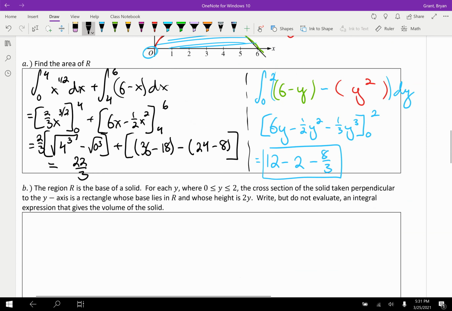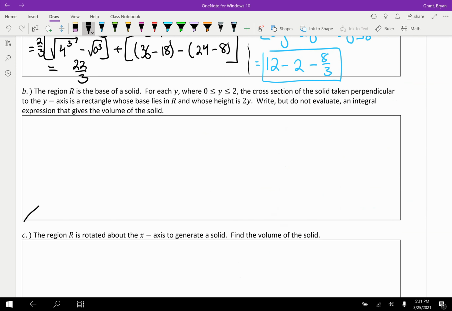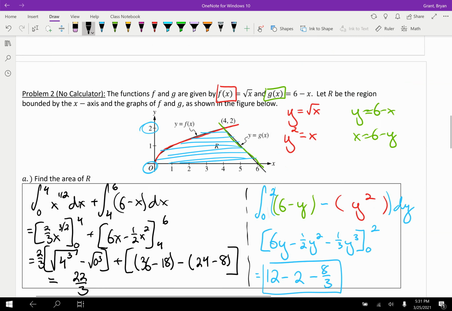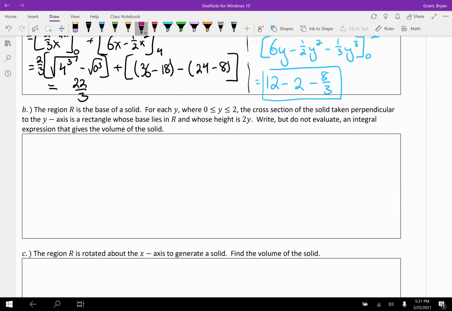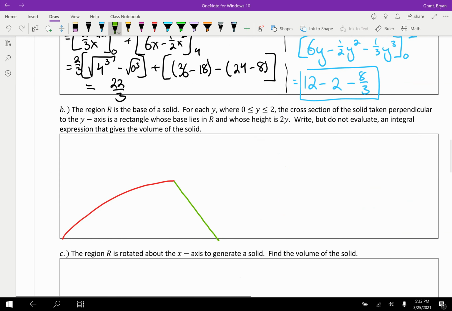The region R is the base of a solid. Okay, so let's redraw that region R. It looks something like this. I should have done it in red. So it looks something like that, and then we had this green part that went here. Excellent. For each y from 0 to 2, my y's went from 0, using the box as my axis just to make it a little more accurate. The cross section is a rectangle whose base lies in R and whose height is 2y. So we have this rectangle that's coming across here, and its height is actually 2y. Mine is not going to be super accurate, but that's okay.